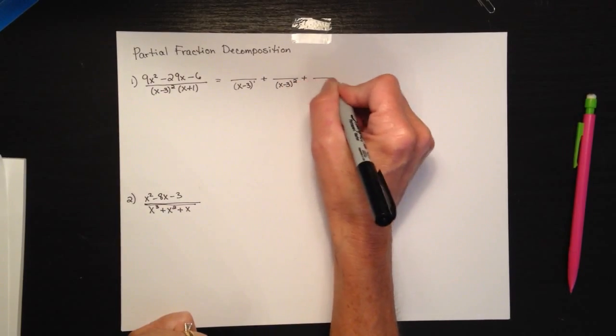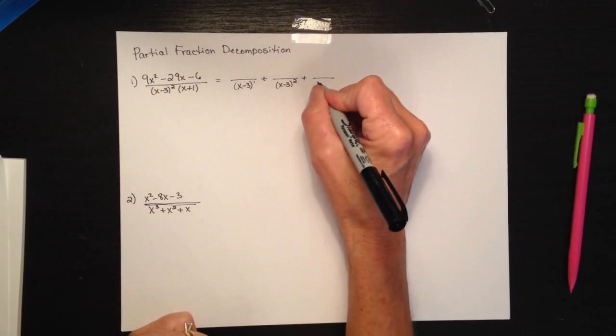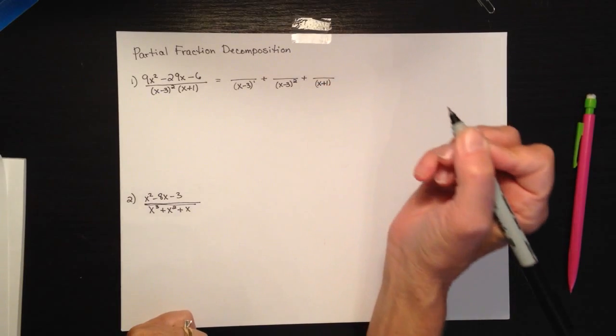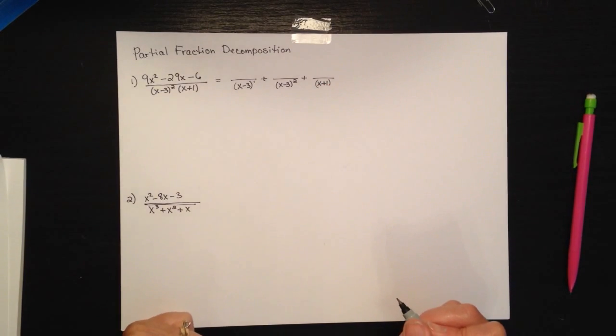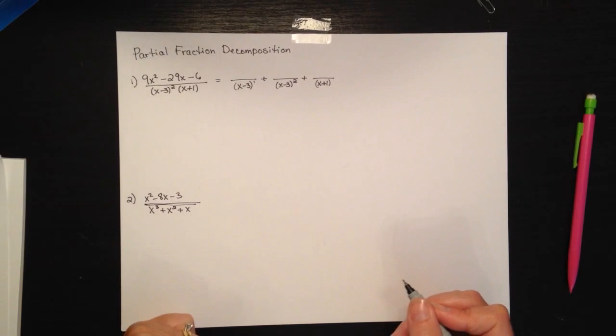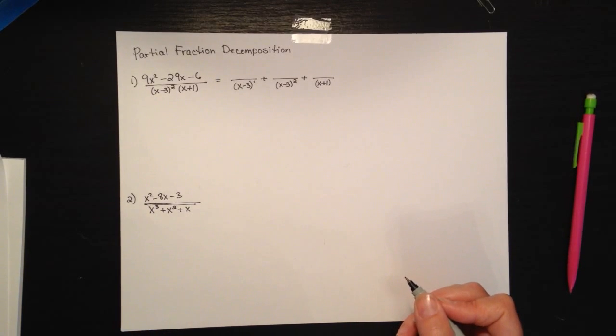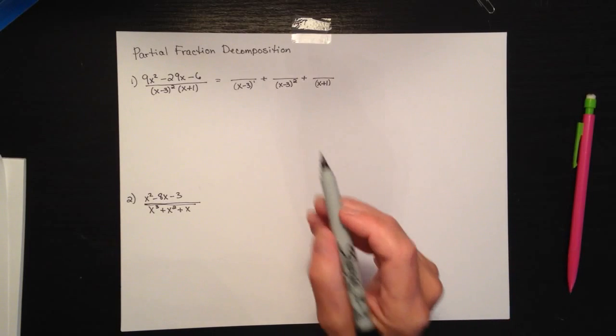And then we need to get this other factor in here, x plus 1, which only occurs once, so we only write it once. Okay, so that's what our base looks like. Now we have to decide what goes in the numerator. You base your decision on what goes on the numerator by the degree of the denominator.